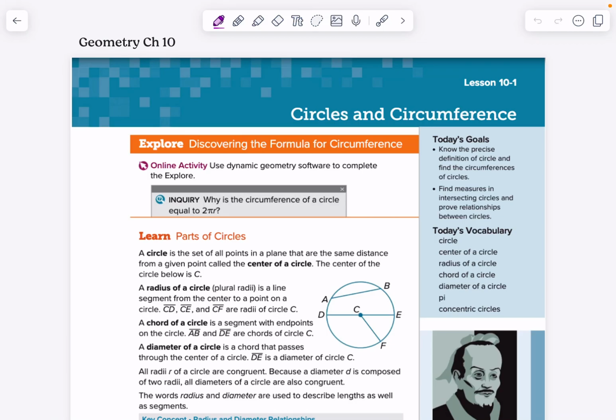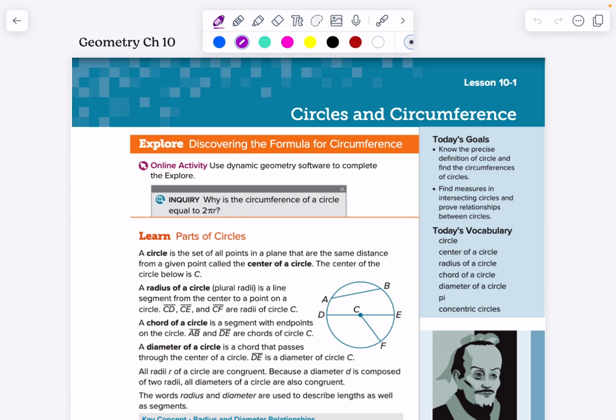Okay, hey geometry kids. This is the start of chapter 10. Chapter 9 was all about triangles. Chapter 10 is all about circles. So this first section is fairly short and sweet. It's naming parts of a circle, things like that.